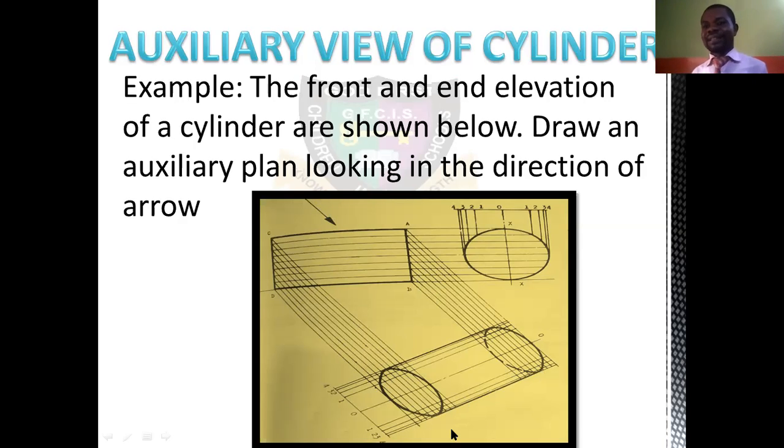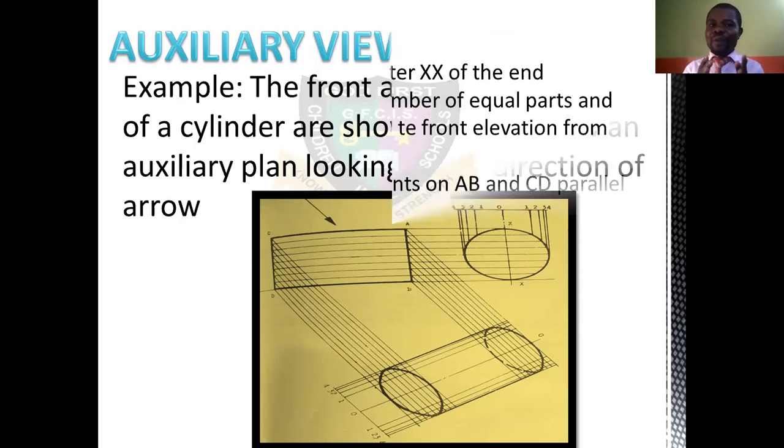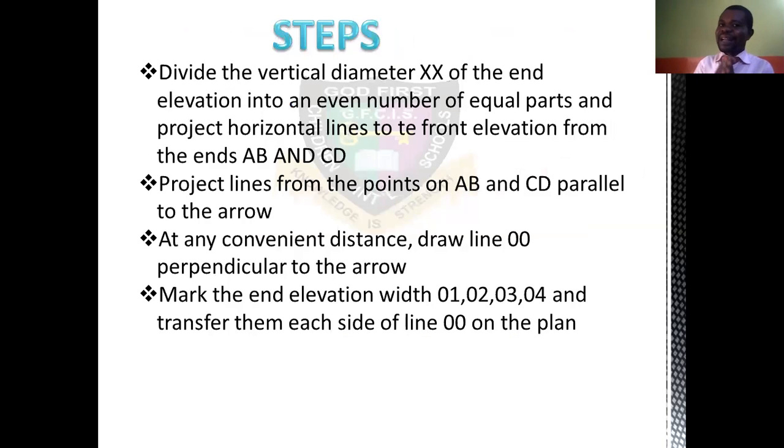How do you do that? These are the steps we want to look at, talking about the cylinder now. First step is to divide the vertical diameter XS of the end elevation. You know that the end elevation starts with the circle. The diameter at the top we have S, at the bottom we have S. Then divide that diameter into a number of equal parts, not just any number, but an even number of equal parts.